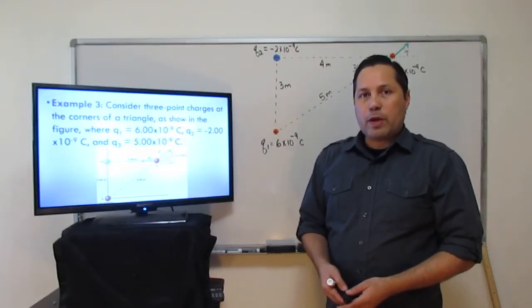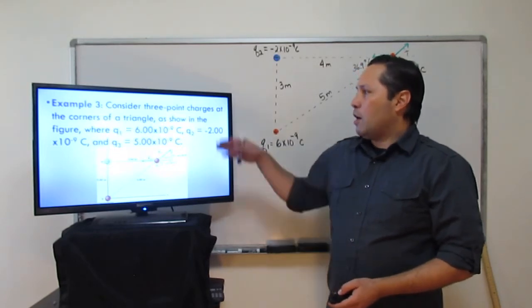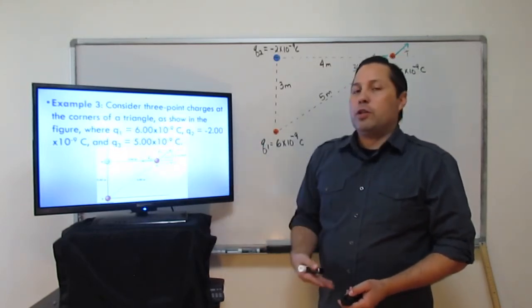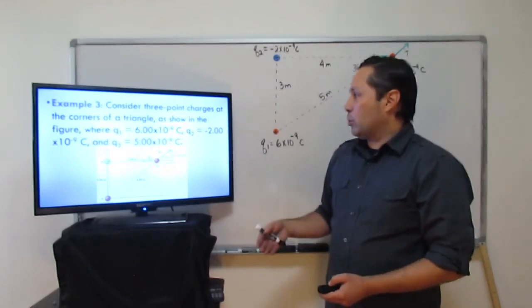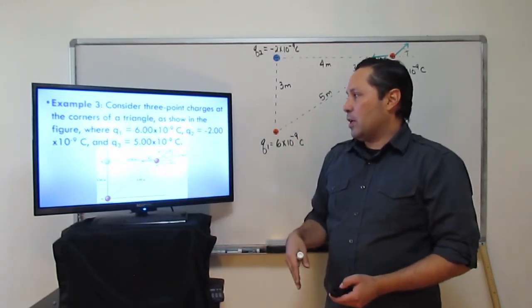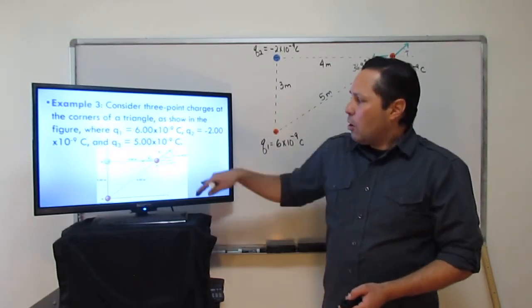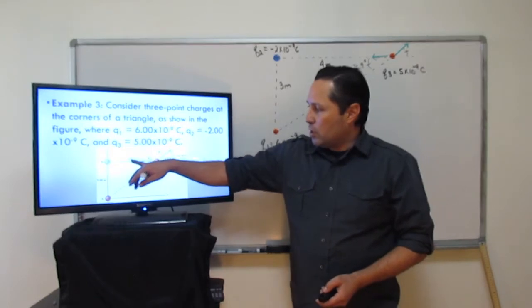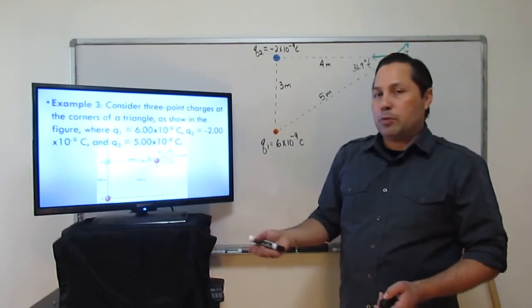In example 3, we're asked the following question. Consider 3-point charges at the corners of a triangle, as shown in this figure here, where the charges are Q1 is 6 times 10 to the negative 9, Q3 is 5 times 10 to the negative 9, and Q2 is negative 2 times 10 to the negative 9 coulombs. Also given to us is the angle between the lengths of 4 and 5 meters of 36.9 degrees.